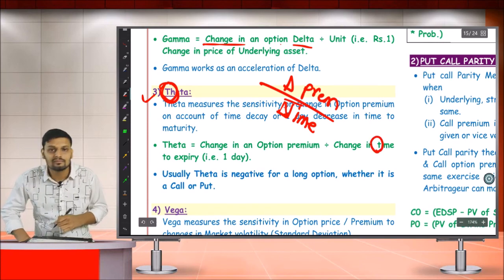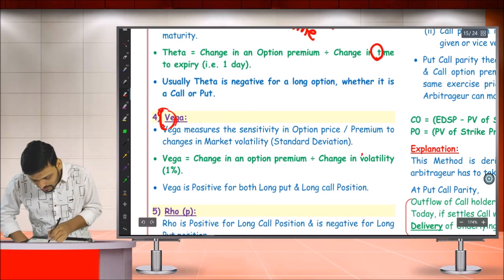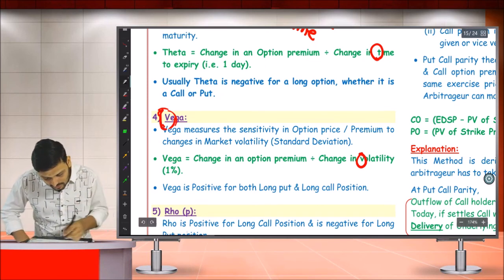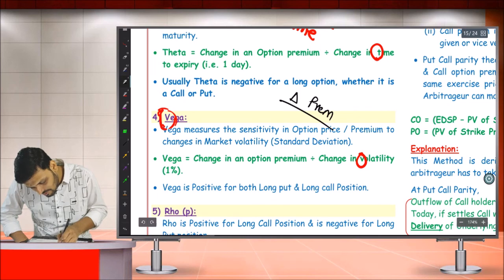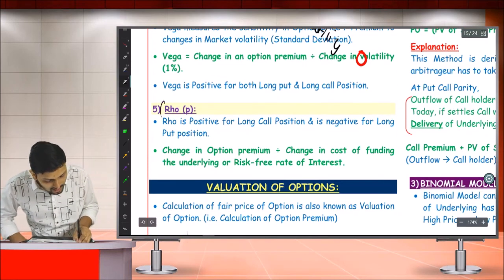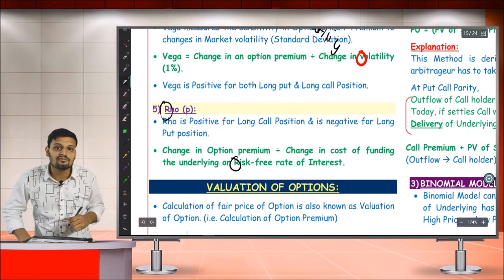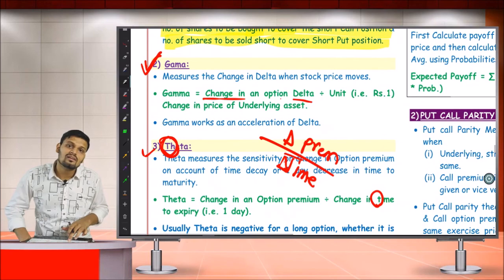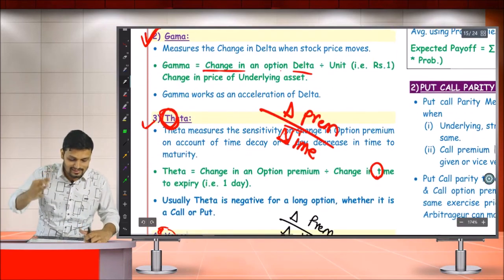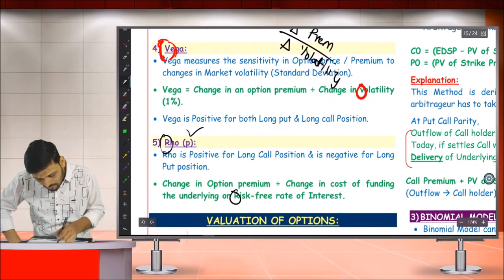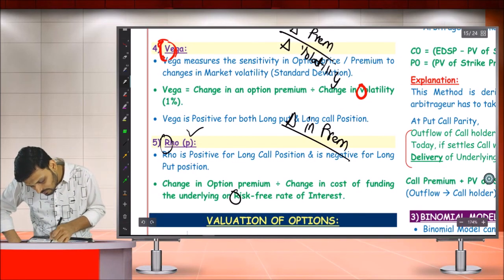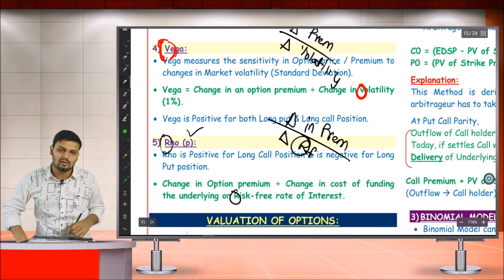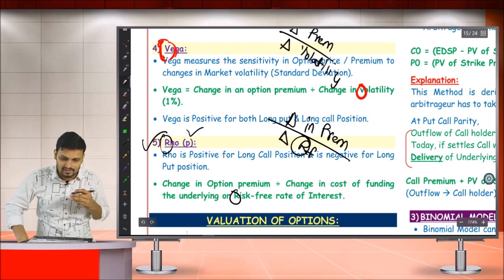Next, V for volatility. It means change in premium divided by change in volatility. Next, R for risk-free rate of interest, that is rho. So delta, gamma, theta, vega, and rho. Rho means change in premium divided by change in risk-free rate of interest, R. So rho is nothing but change in premium divided by change in risk-free rate of interest.